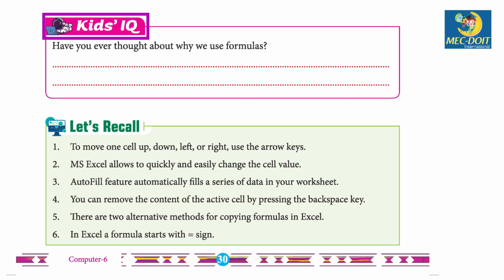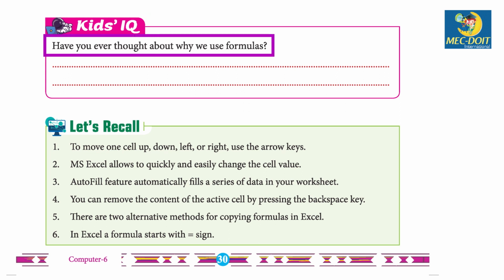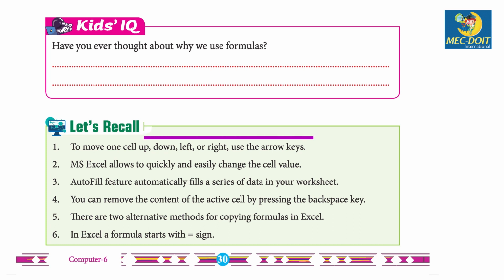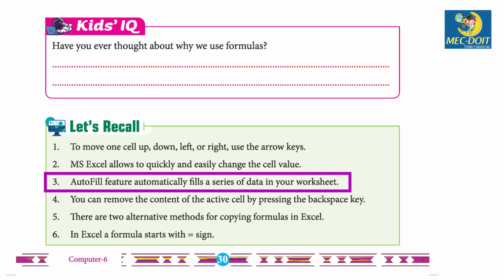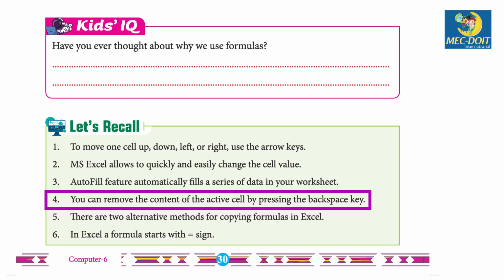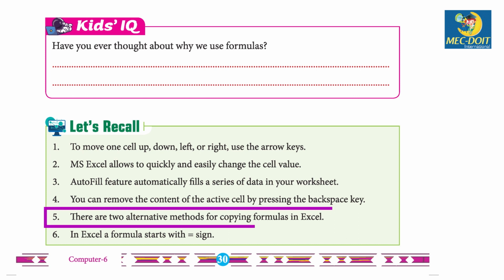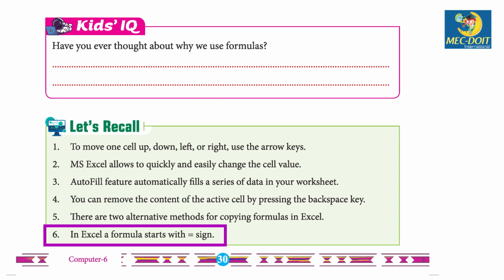Kids IQ. Have you ever thought about why we use formulas? Let's recall. 1. To move one cell up, down, left or right, use the arrow keys. 2. MS Excel allows us to quickly and easily change the cell value. 3. The autofill feature automatically fills a series of data in your worksheet. 4. You can remove the content of the active cell by pressing the backspace key. 5. There are two alternative methods for copying formulas in Excel. 6. In Excel, a formula starts with the equal to sign.